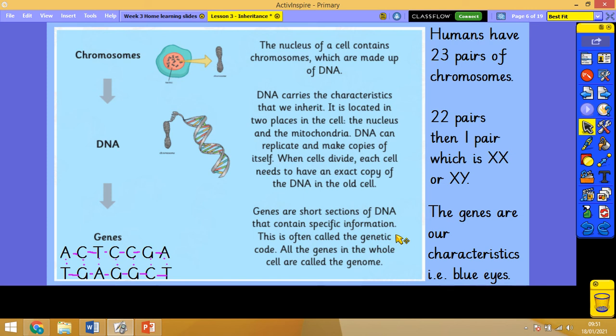So these genes are the characteristics, like the wavy hair, the brown hair that I was talking about earlier, the blue eyes, brown eyes, green eyes, grey eyes. All these genes provide this information and determine what your body looks like.